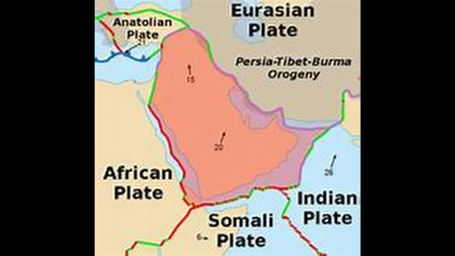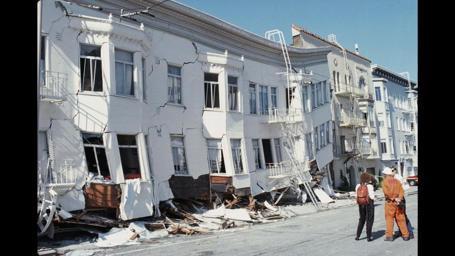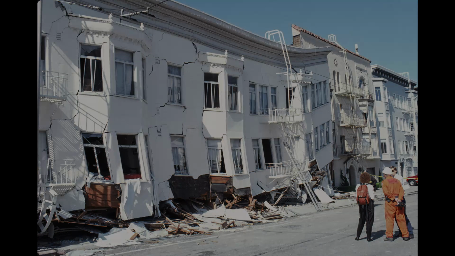On the north side of the plate, there is the Arabian plate. On the border between these two plates, there's often earthquakes. This could be due to the plates colliding. This is a type of boundary called convergent boundaries, and there are usually earthquakes on them.